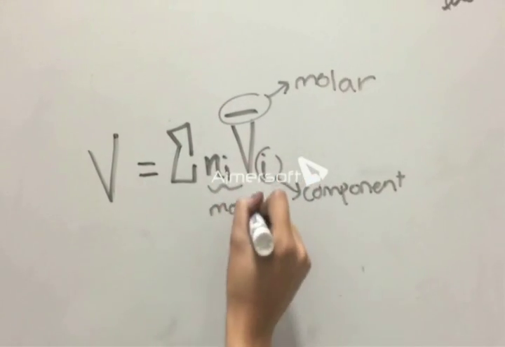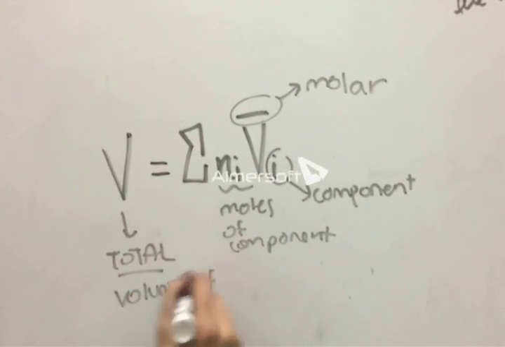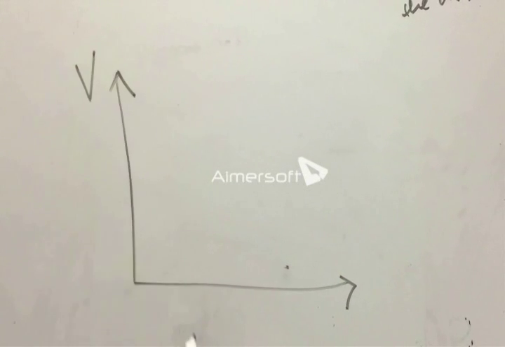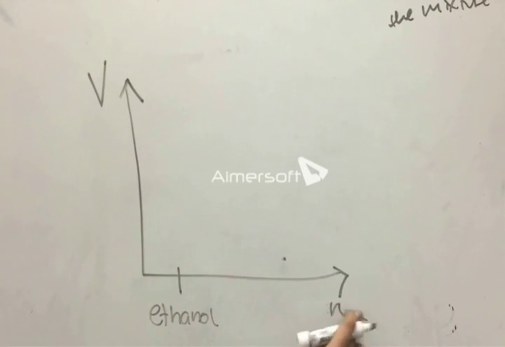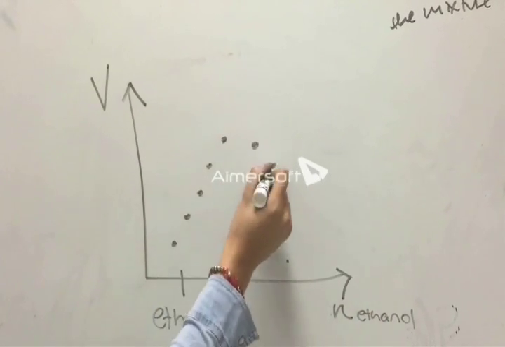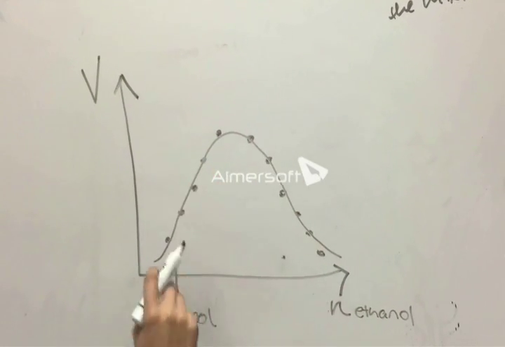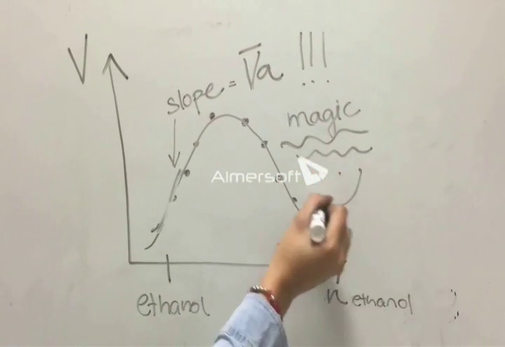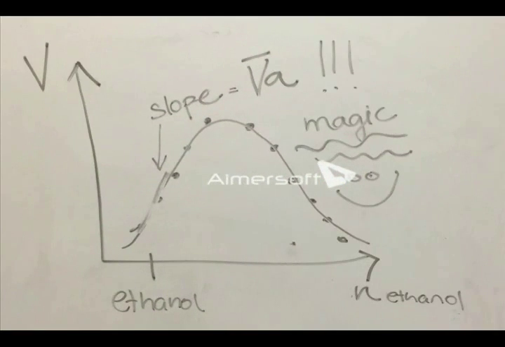That is, the contribution to the volume of the mixture that a substance makes when it is part of the mixture. For example, in an experiment, if you want to measure the partial volume of ethanol in the volume of the whole mixture, you just have to add a known quantity of moles of ethanol, and you will obtain a graph with the experimental data. And now the magic begins. The slope at the point will be the partial volume of ethanol.